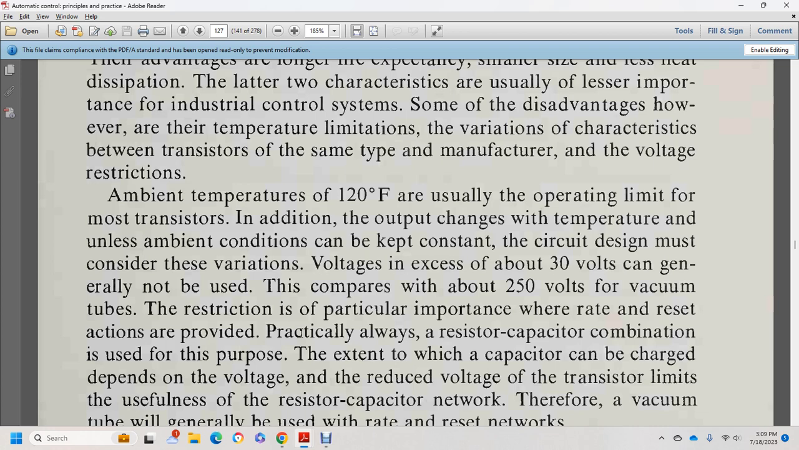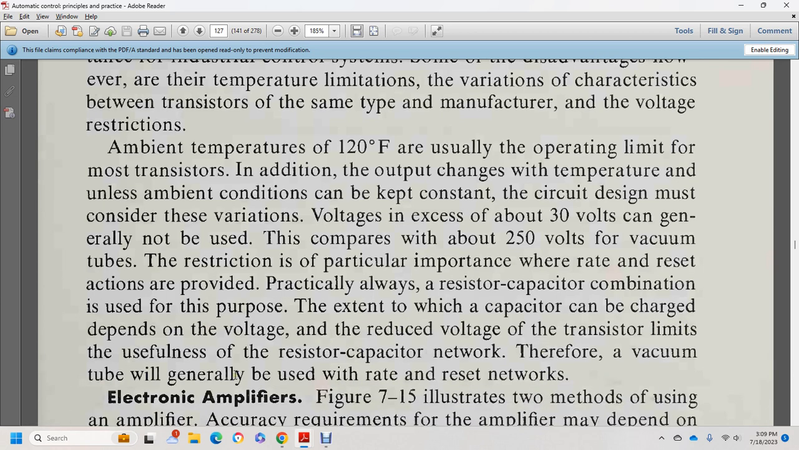This is particularly important where rate or reset action is provided, always with a resistor and capacitor combination used for this purpose. To this extent the capacitor recharge depends on the voltage, and reducing the voltage of the transistor limits it. The resistor-capacitor network will therefore be useful with a vacuum tube, which will generally be used with the rate and reset networks.